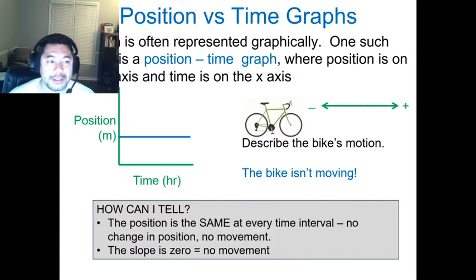Another way you can see this is by looking at the slope. The slope of this line is 0, therefore the velocity is 0, therefore the bicycle is not moving.